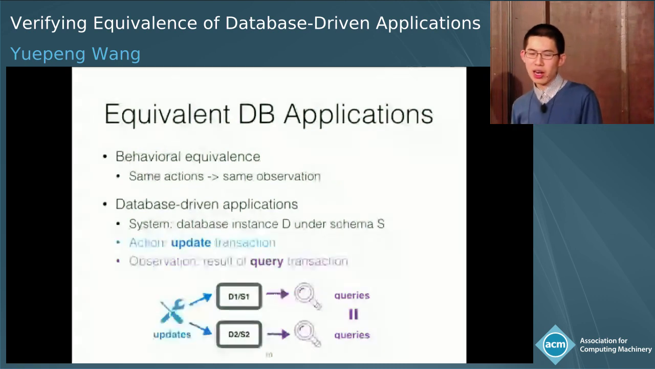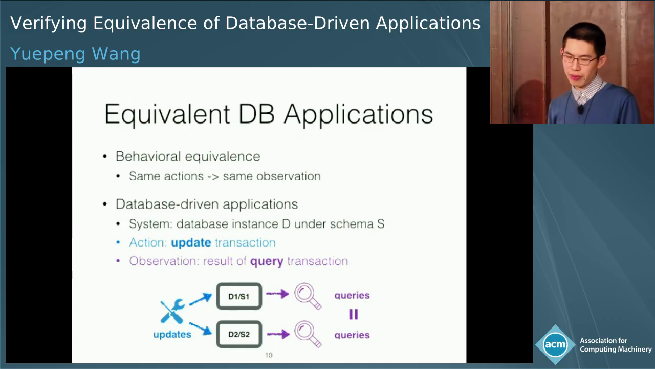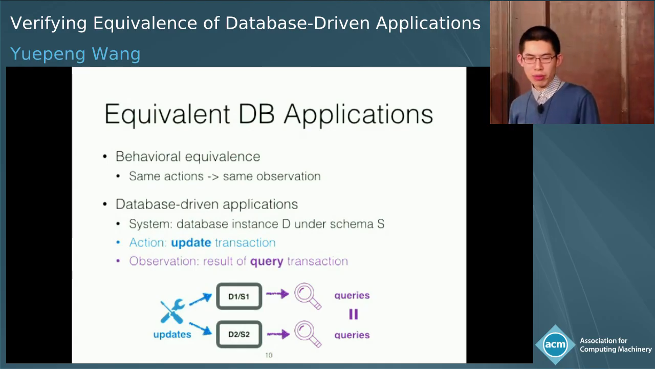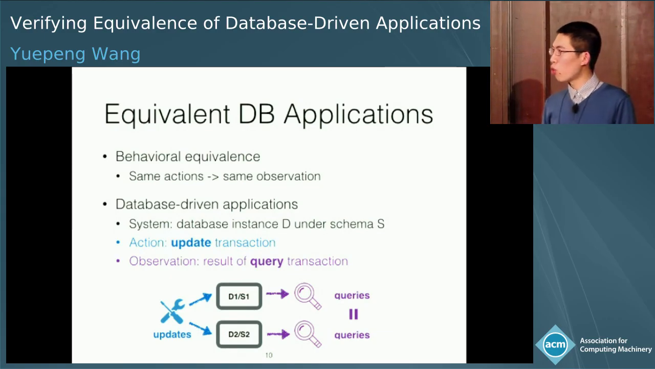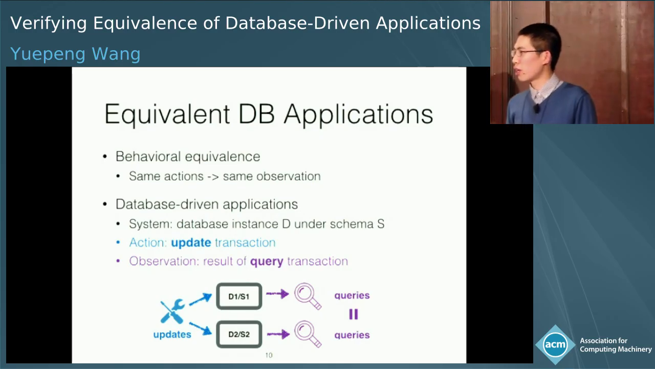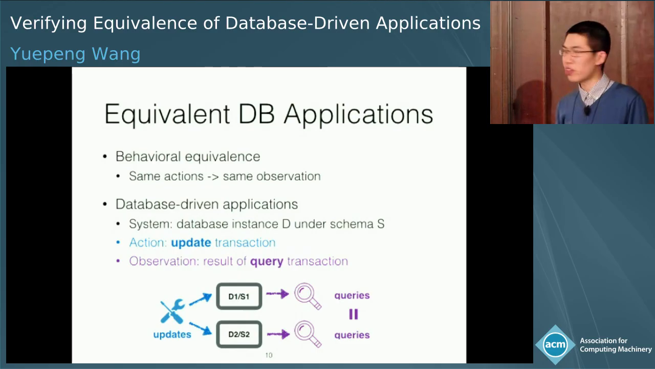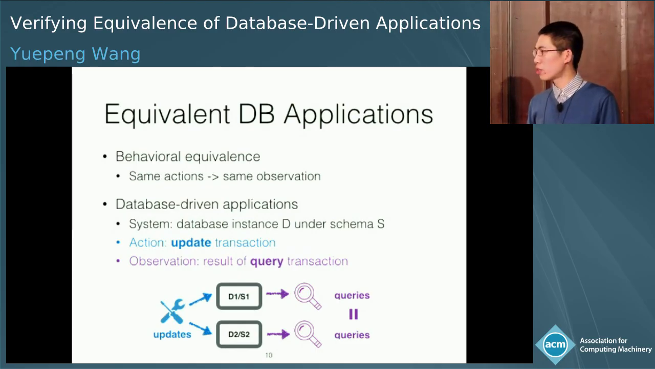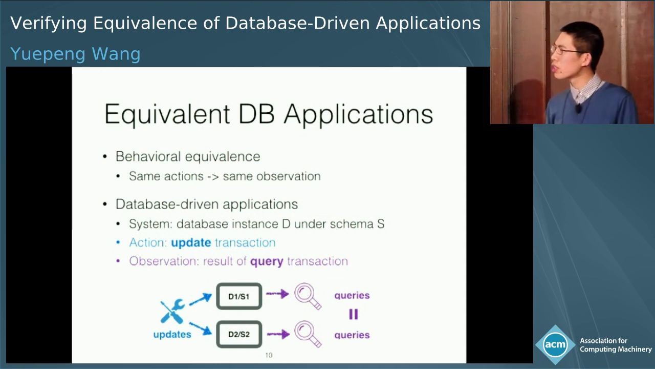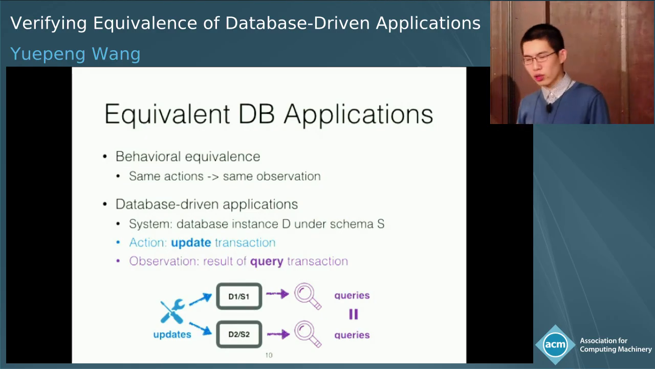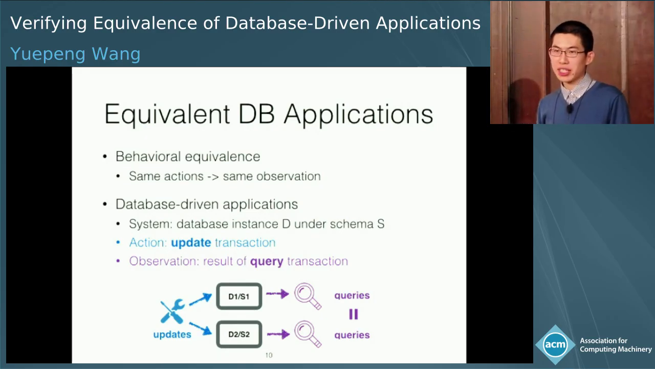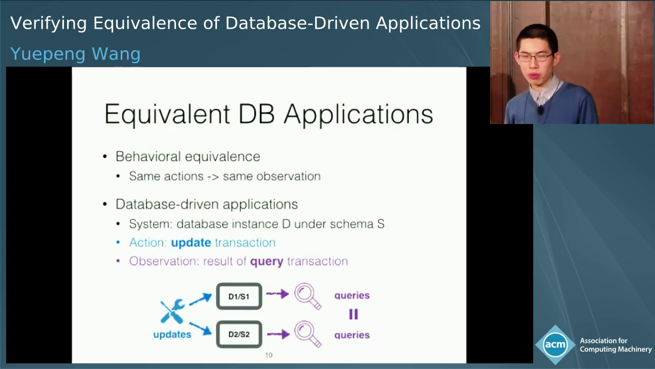Our definition is inspired by the behavioral equivalence of two general systems, which basically means that if you do the same actions on both systems, you can always observe the same behavior, no matter what the internal representation of the system is. Now, in the context of database-driven applications, the system is a database instance under a certain schema, and the actions correspond to update transactions. Observations are results of query transactions. Intuitively, if two database applications are equivalent, you can always observe the same query result as long as you apply the same sequence of updates on both programs.